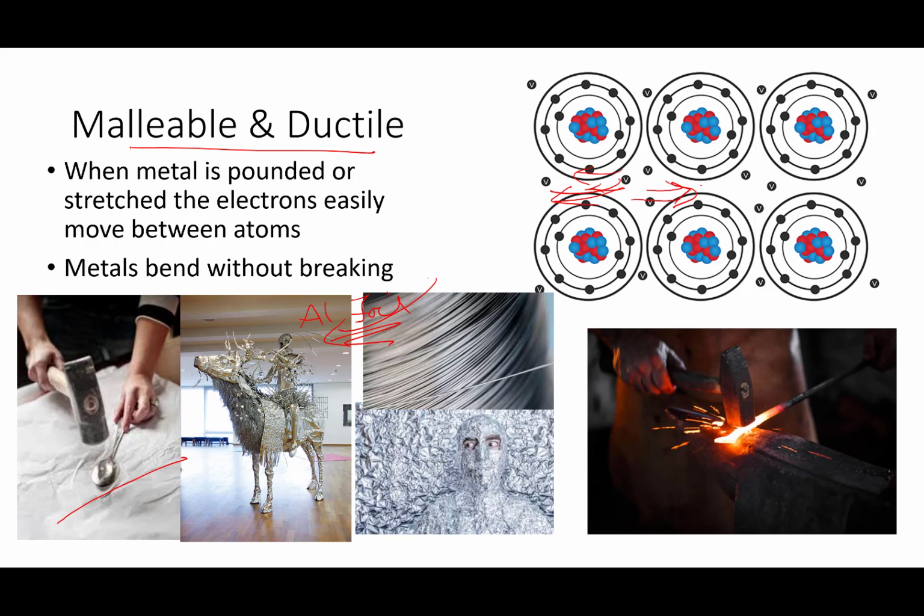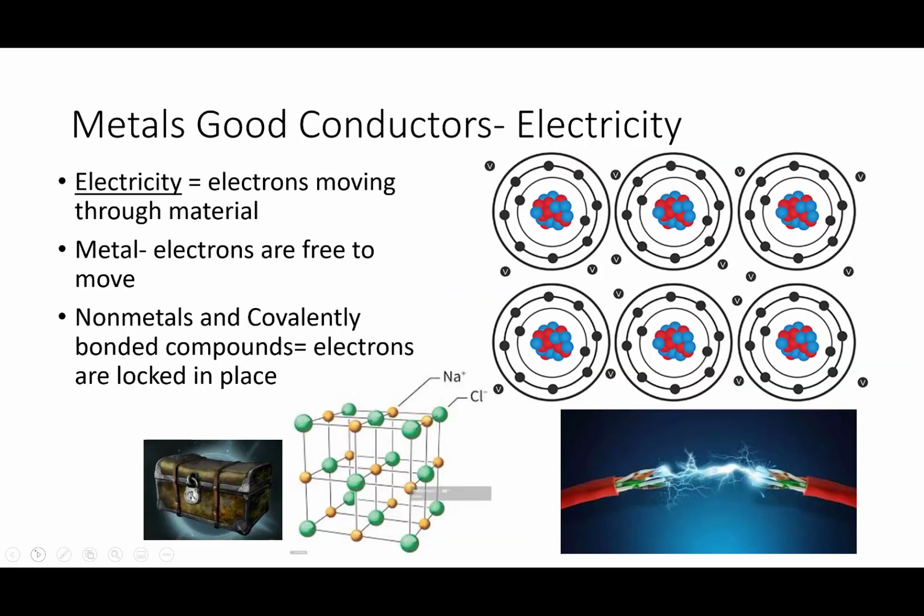Now, this ability to be pounded into shape, again, is due to this fuzzy electron cloud. Being able to pull it into a wire, being ductile, is the same sort of thing. You try and pull these atoms into a long, skinny piece. The electron cloud will hold all the atoms together, and they just kind of go with it. They flow around the atoms and hold them together. Where a covalent and ionically bonded substance is going to cleave or break.